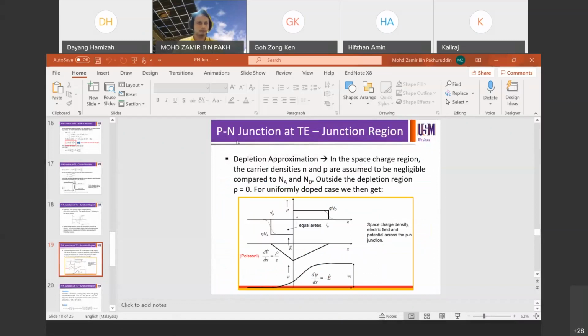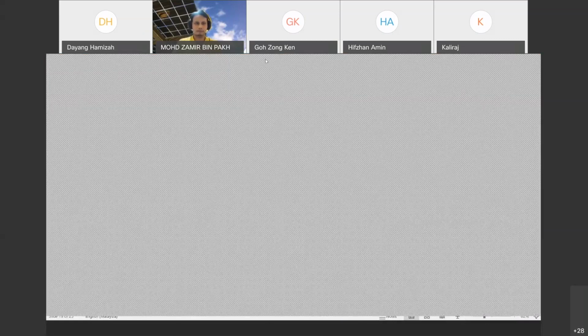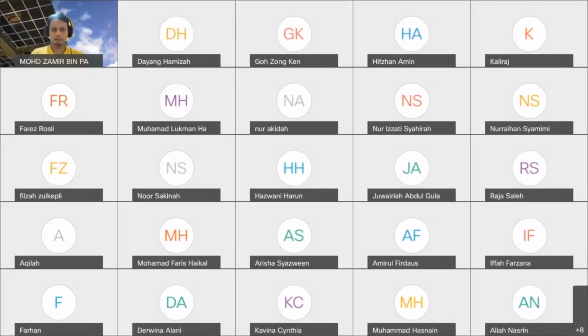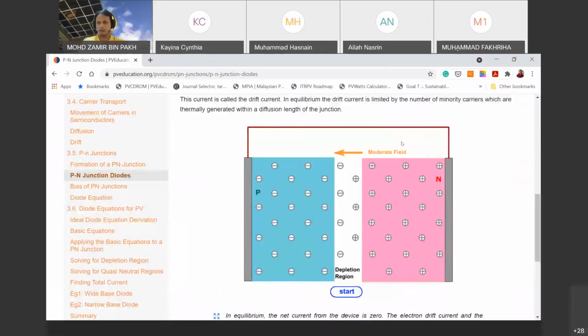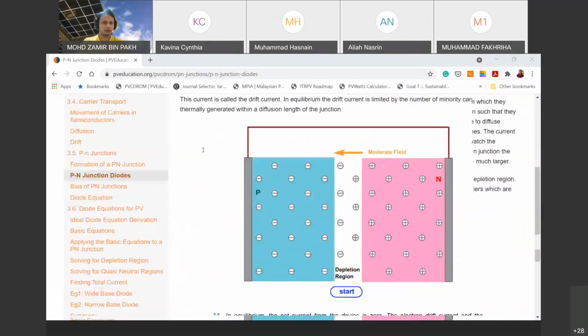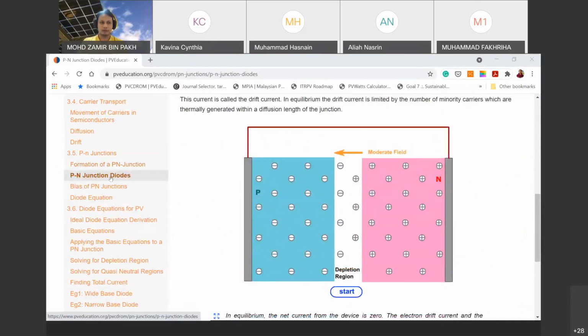Let me show you. Thermal equilibrium. Okay, let me share. Can you see the website? PV CD-ROM? Okay, good. You can come to PN junction diodes, then formation of PN junction, and here to PN junction diode 3.5. Then you can see this.